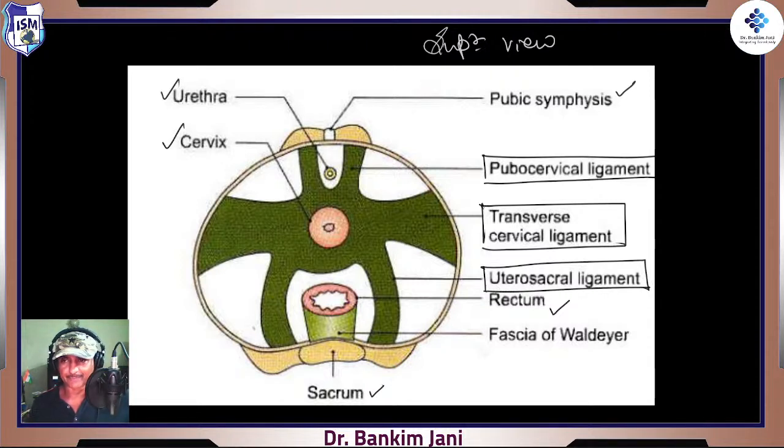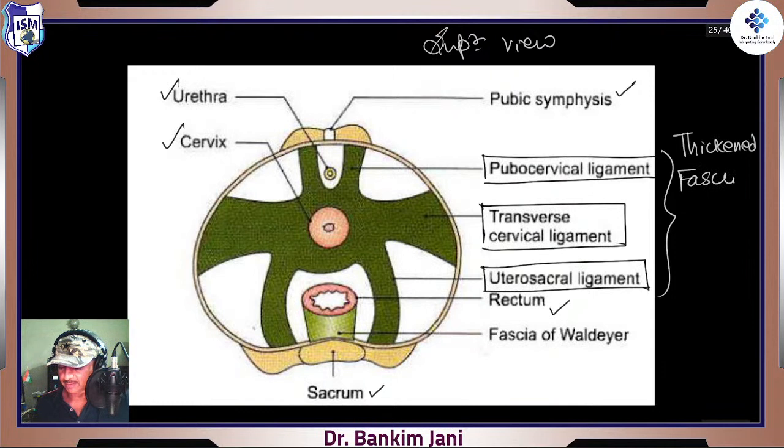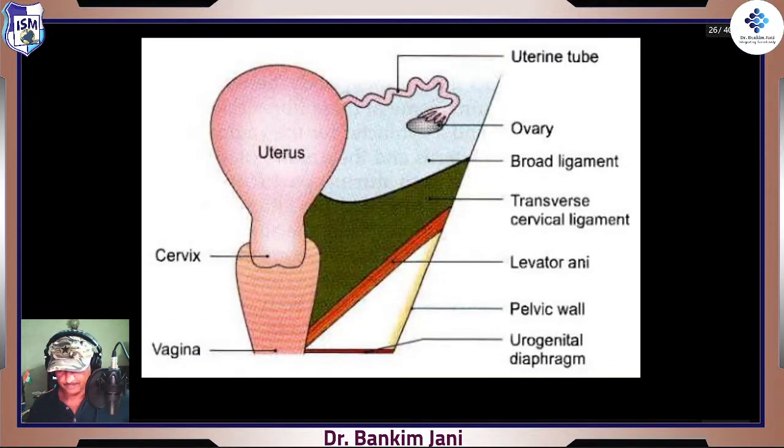See how easy, right? And what are all these? Collectively, they all are endopelvic fascia condensation, right? They are condensed fascia. Or let's use this easy word, they are thickened fascia. They are thickened fascia, so that's why they are giving such a good support. True. From here, it is a cakewalk.